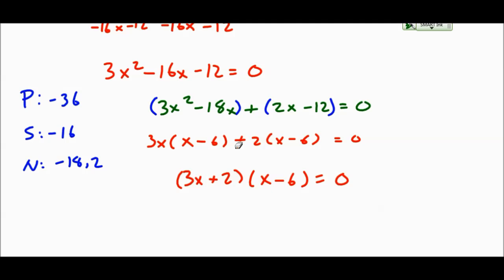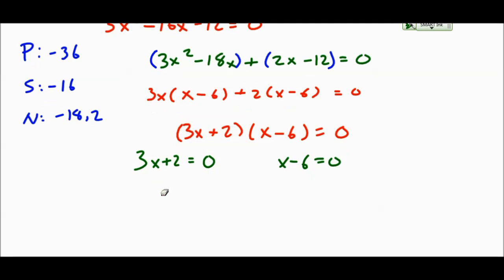Now, since I have this completely factored, I'm going to set each of these equal to 0. So 3x plus 2 equals 0, and x minus 6 equals 0. Now, I solve. From here, I subtract 2 and divide, so x equals negative 2/3. And from here, I add 6, so I have x equals 6, and there are my solutions.